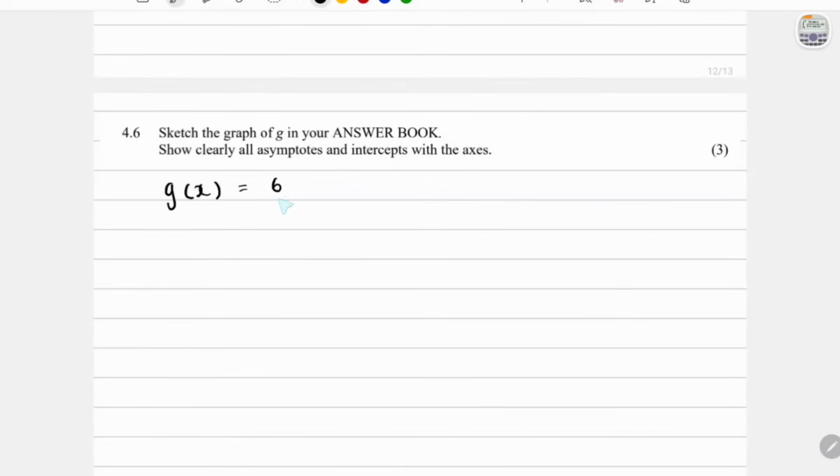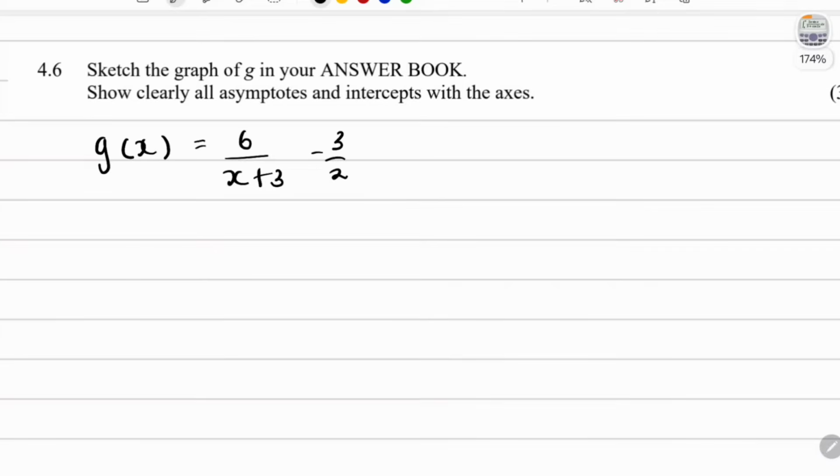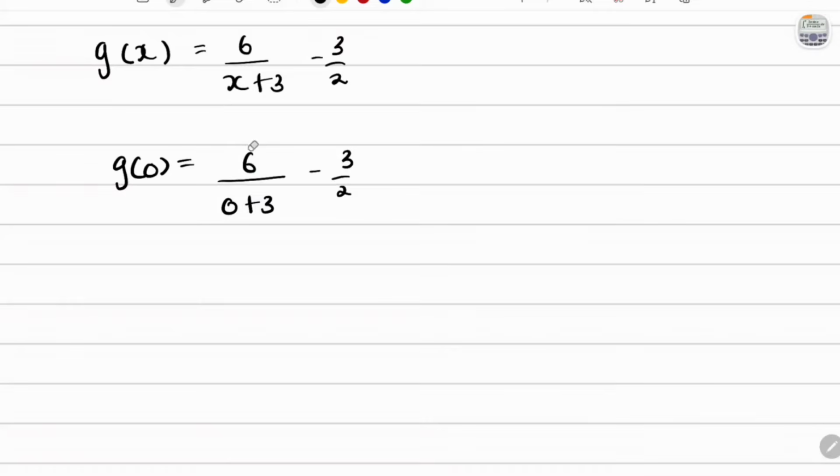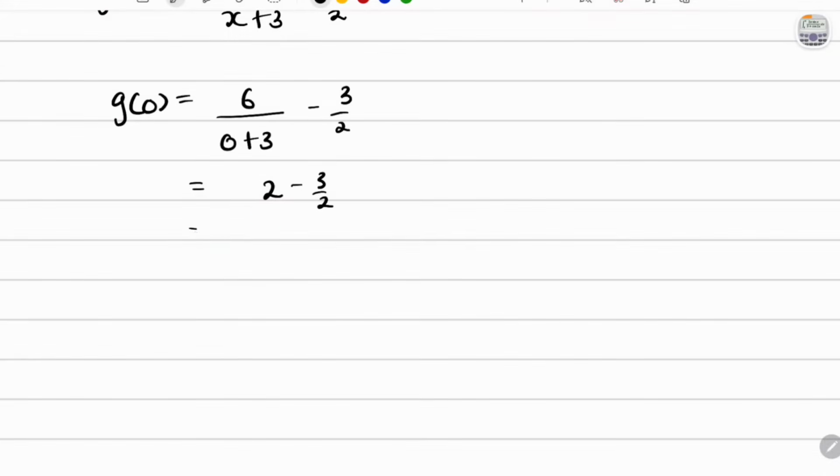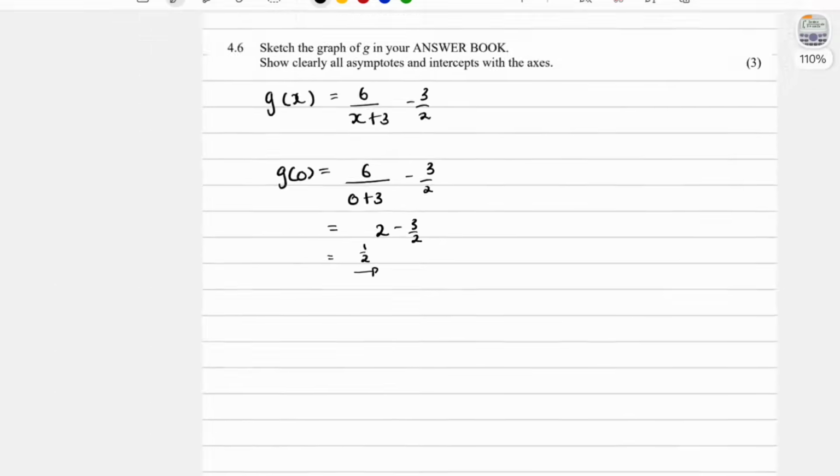So g of x is equal to 6/(x plus 3) minus 3/2, and you're just going to find the y-intercept of this graph. So make x equal to 0. G of 0 is equal to 6 over 0 plus 3, minus 3/2. So 6, and we have 0 plus 3, which is 3. 6/3 is 2, so it's 2 minus 3/2. That would give you a half. You can calculate it on the calculator as well, because that is 1.5. So a half. We have our y-intercept, and now we can go ahead and actually sketch the graph.